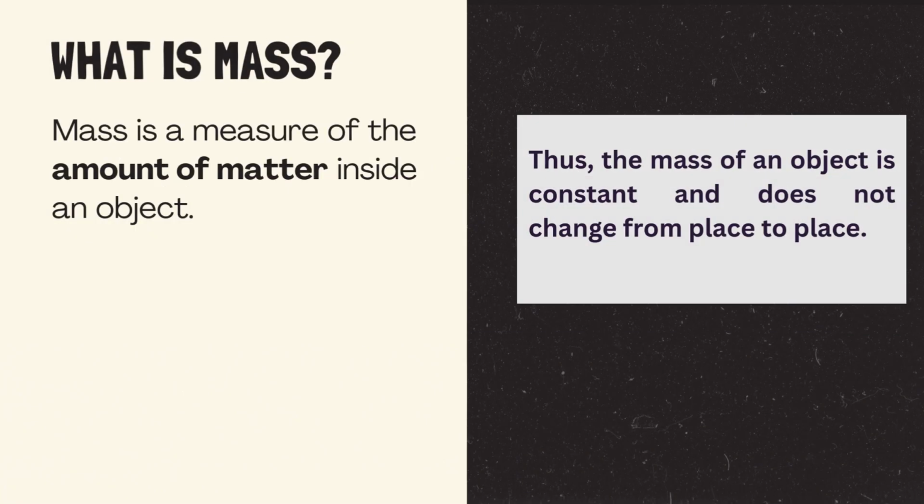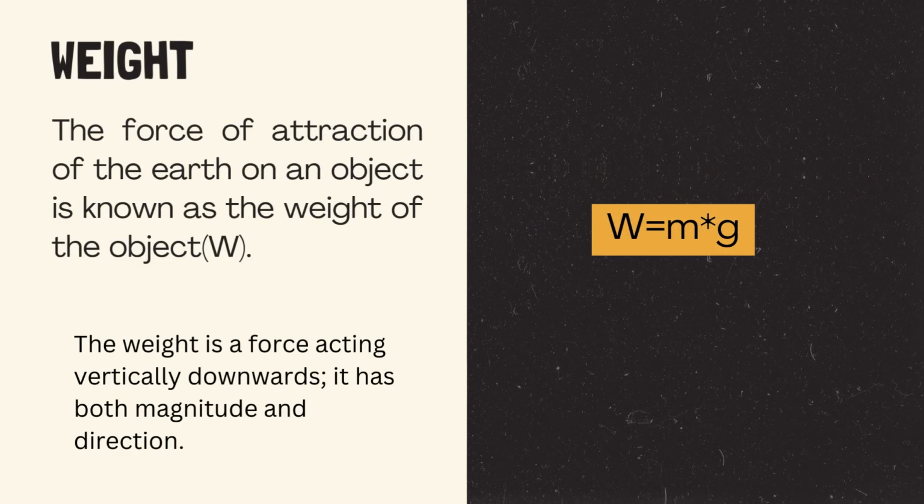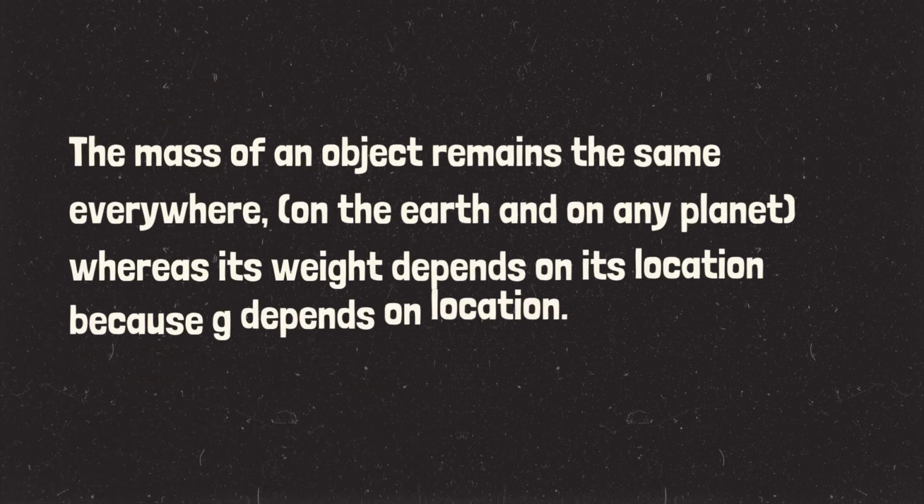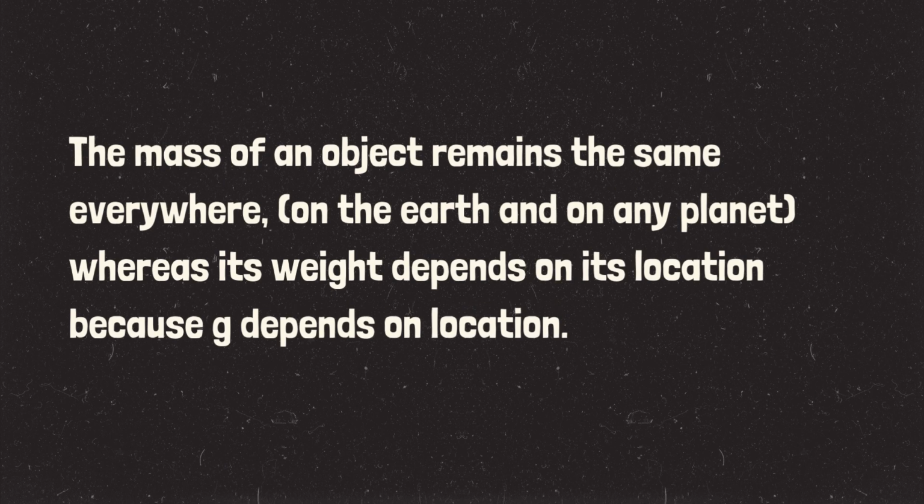What is mass? It is a measure of the amount of matter inside an object. It won't change from place to place. It will be constant everywhere. Weight is the force of attraction of the Earth on an object. We can find the value of weight by multiplying mass and the acceleration due to gravity. The mass of an object remains the same everywhere, but weight depends on the location, because weight is equal to mass into acceleration due to gravity, and this acceleration due to gravity depends on location.